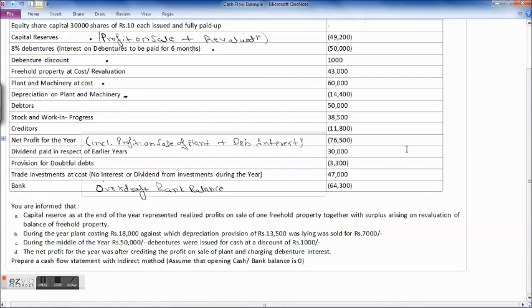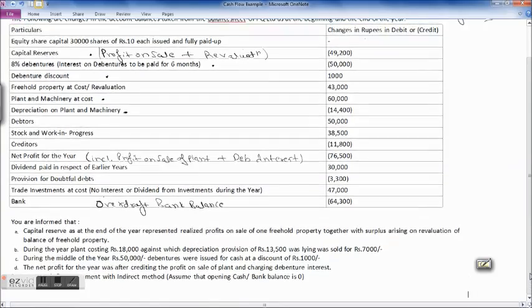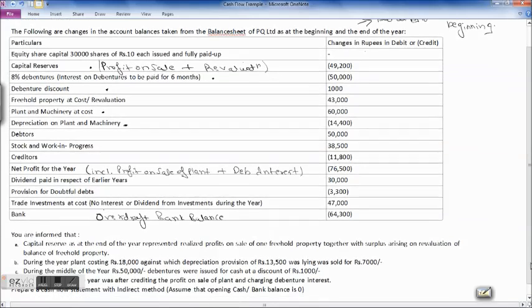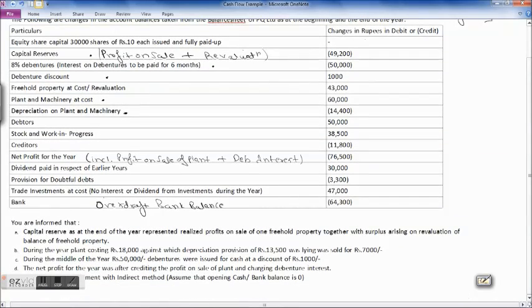Now we need to prepare a cash flow statement. So before preparing a cash flow statement, we will prepare all the workings one by one. So let's prepare all the workings. Now if you see, these are not the balances as at the end of the year. What has been given is changes in the rupees in debit or credit.